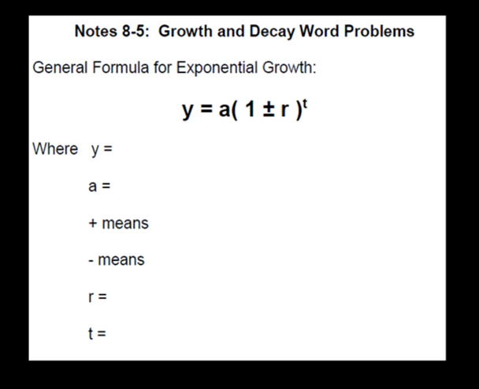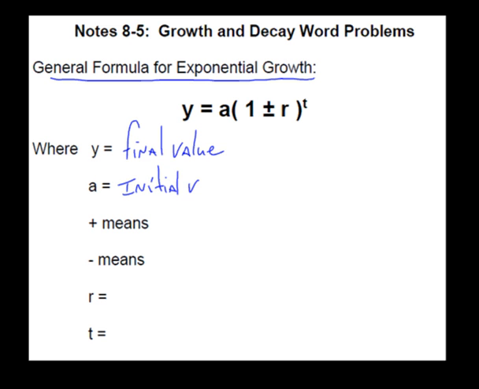Our general formula for our exponential growth is this. It says y is equal to a, parentheses, 1 plus or minus r, to the power of t. Y is going to be our final value. This is what we're going to be looking for. A is our initial value. What did we start with? That's what we're going to be doing here for our A. Our initial value.